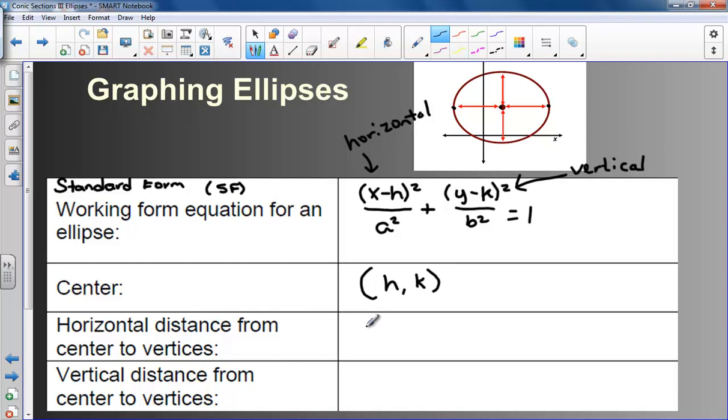Okay, so horizontal distance is going to be found in the denominator, and so we will take the square root of whatever number is there, and that will be our a term. So this is a squared, notice? So you'll see when we write the equations that we'll have to square our a. And then the vertical distance, of course, is on the other side, so it's the square root of b squared, or just b.